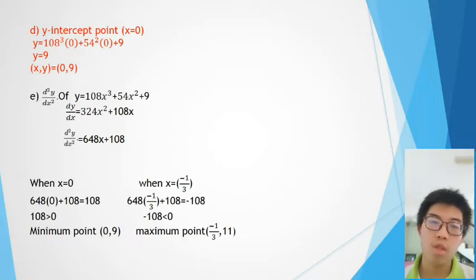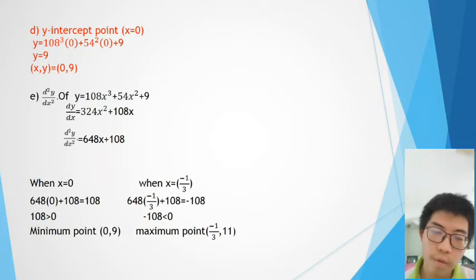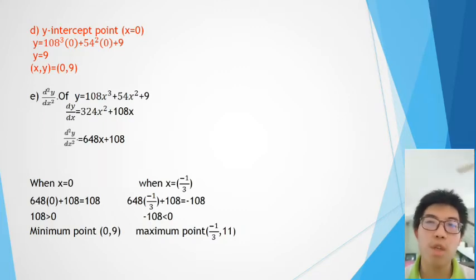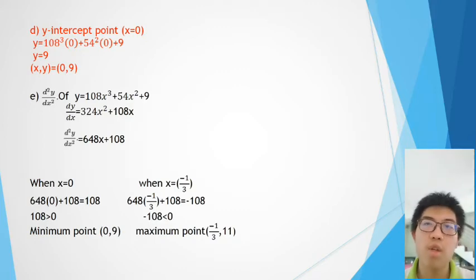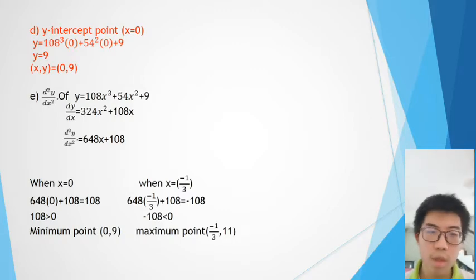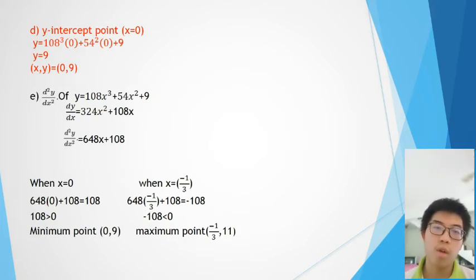This means that the coordinate (0, 9) will be the minimum point. And then next, we use the other coordinate, (-1/3, 11). So x will be -1/3. We put it into the second degree differentiation, which becomes 648 times -1/3 plus 108. So we get the answer -108. And -108 is smaller than 0. If it is smaller than 0, we get a maximum point. So we know that the coordinate (-1/3, 11) is the maximum point.